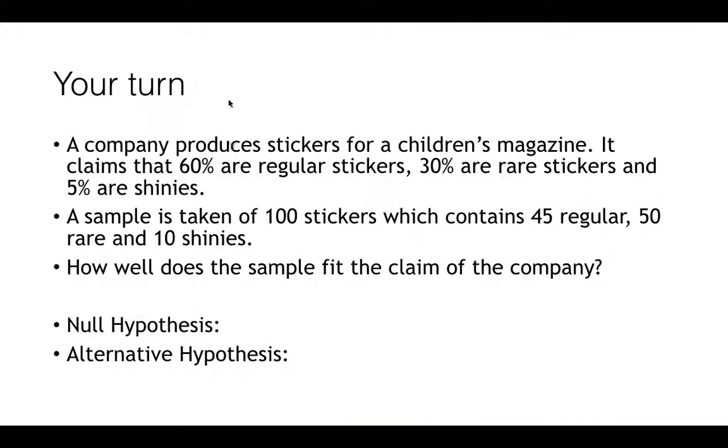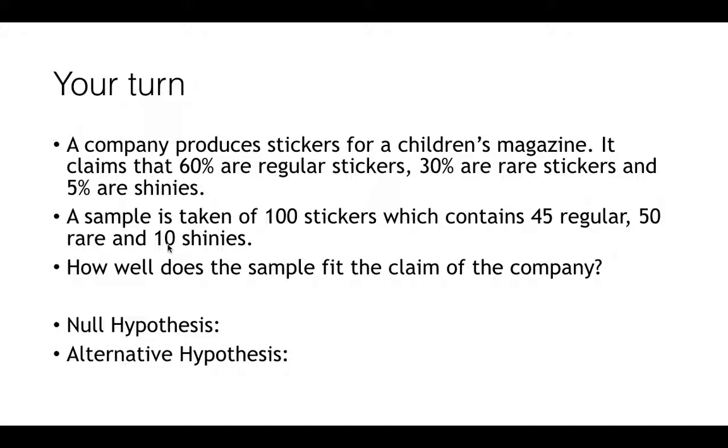Okay, so this is your turn now. So we've got a company that produces stickers for a children's magazine, and it claims that 60% are regular, 30% are rare, and 5% are shinies. So a sample is taken of 100 stickers. This is important because think about what percent means. 100 stickers. And it contains 45 regular stickers, 50 rare stickers, and 10 shinies. So I want you to work out whether or not the sample fits the claim of the company.